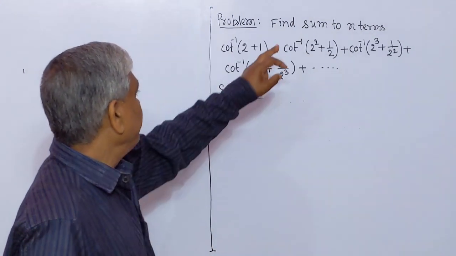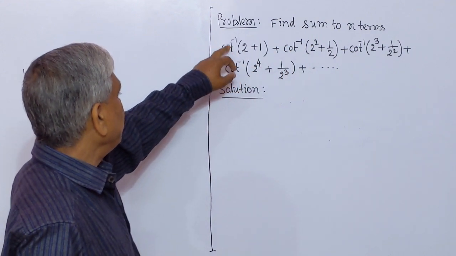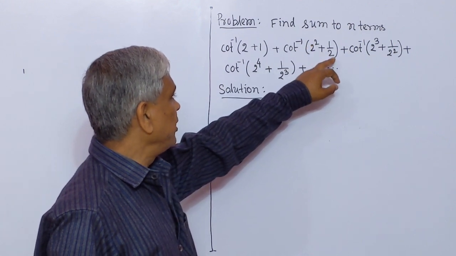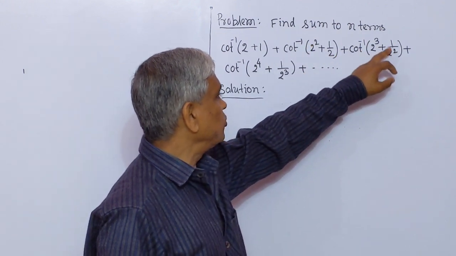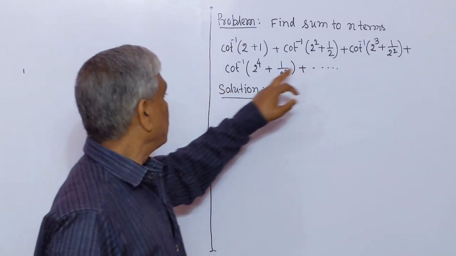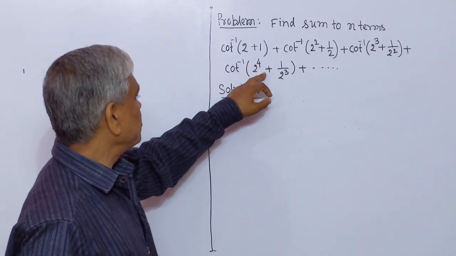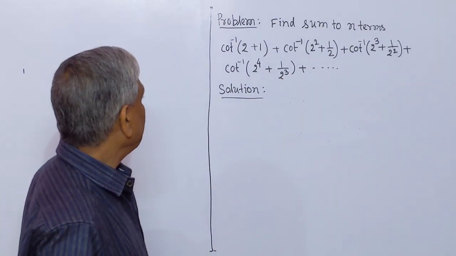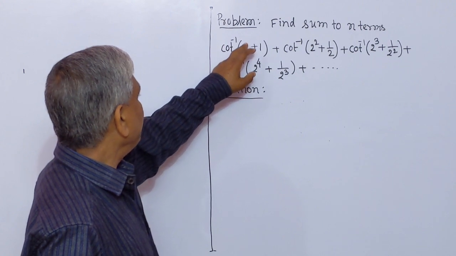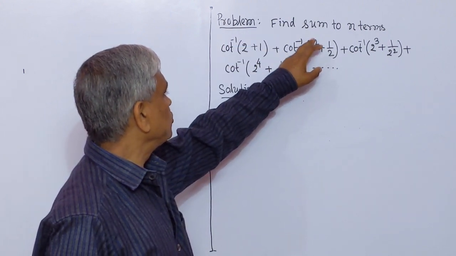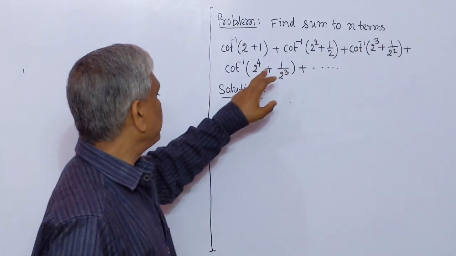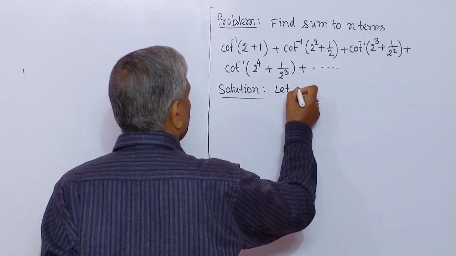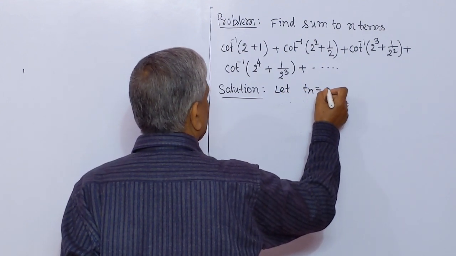Next problem is find sum to n terms cot inverse (2 plus 1) plus cot inverse (2 square plus half) plus cot inverse (2 cube plus 1 by 2 square) plus cot inverse (2 to the power 4 plus 1 by 2 cube) plus dot dot dot. Here we see that in the first term 2 to the power 1, in the second term 2 square, in the third term 2 cube, in the fourth term 2 to the power 4. Let Tn equal to nth term.